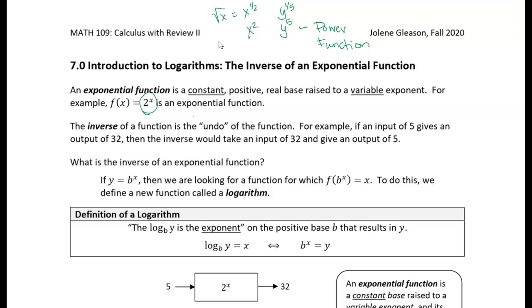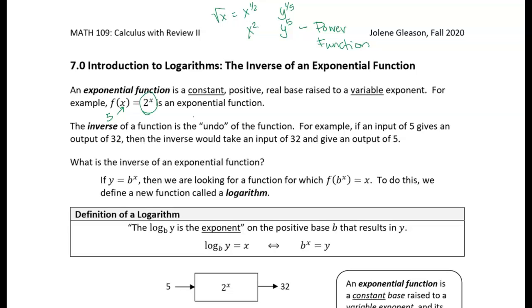Now, what about exponential functions? Think about what this is. Again, an inverse is the undo of a function. So if we have an input of 5, let's say, so we're putting 5 in for x, and what do we get out? We get 32, because 2 to the fifth is 32. We want the inverse to take the input of 32 and give us back 5, right? So what function will do that?